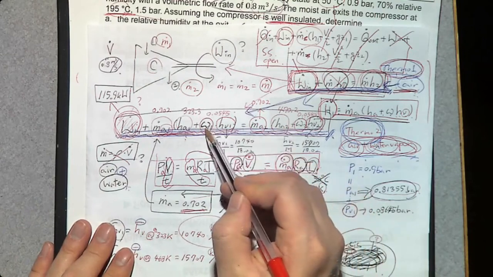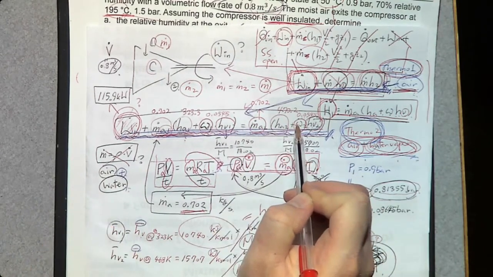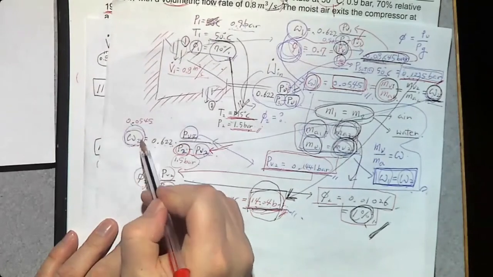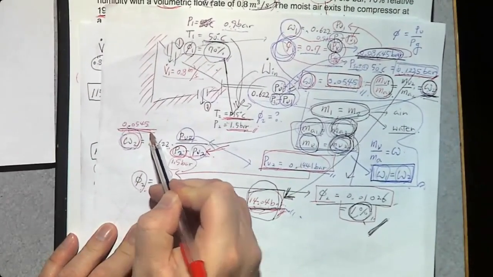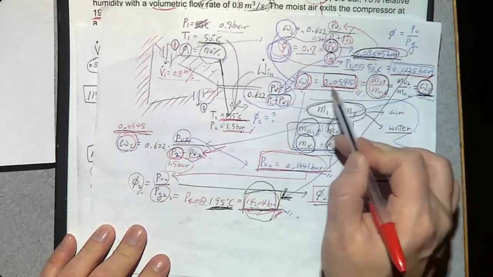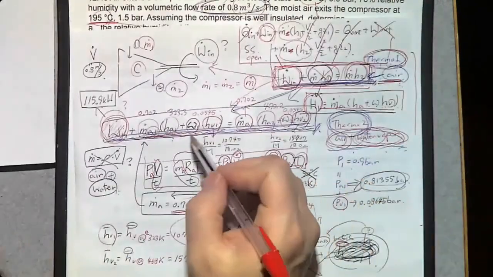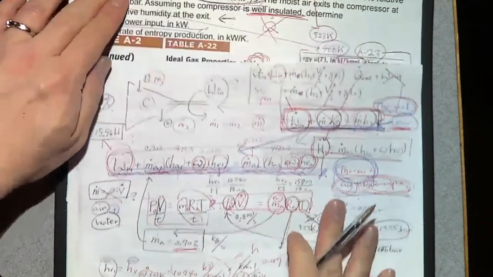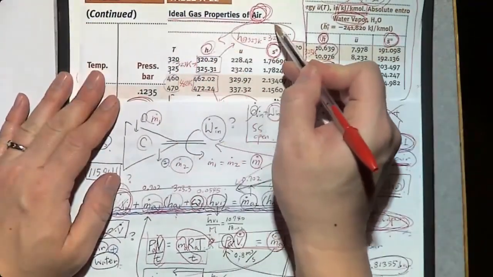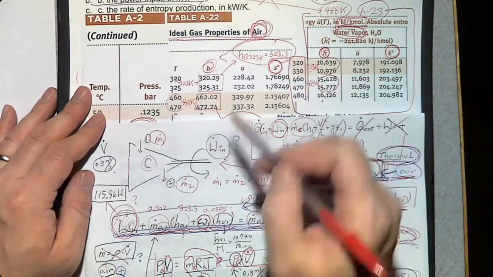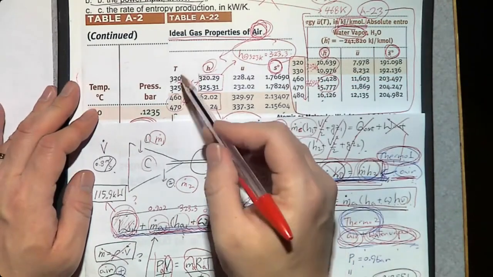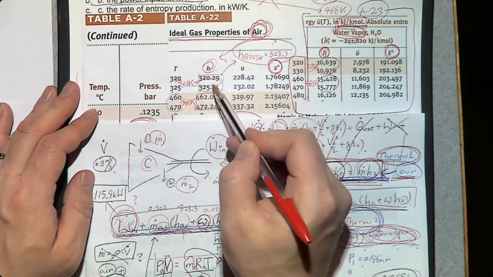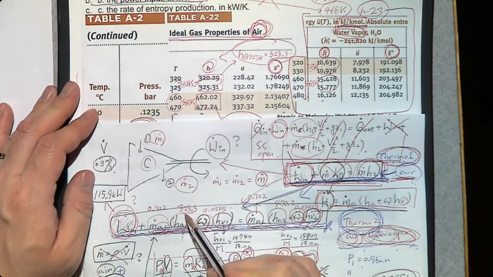We already know omega 1 and omega 2. We determined omega 1 and 2 from the previous analysis. Omega 2 is 0.0545. Omega 1 is also the same, 0.0545. So we have this omega. HA1 and HA2 can be found from the ideal gas properties of air. So we can find HA1 at the inlet temperature, which is 323 Kelvin. We can do a linear interpolation between these two numbers, and the answer is 323.3.